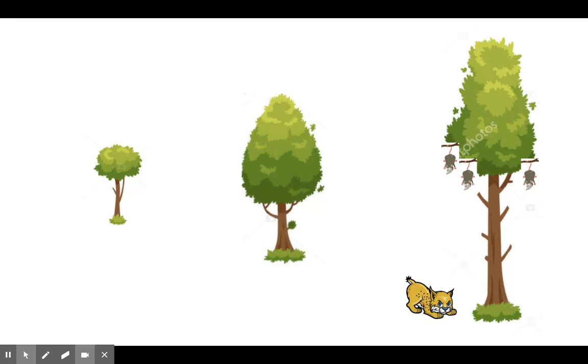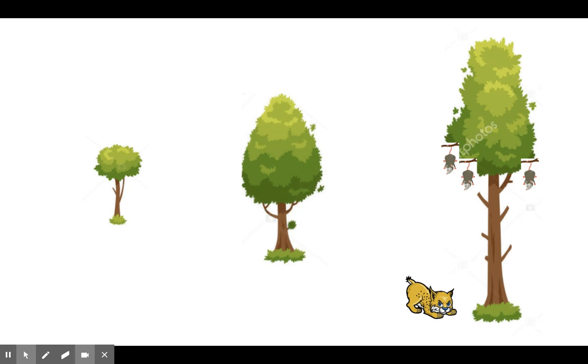Now, before I continue the story, I want you to think. What do you think happens at the end of this story? What happens to the three little possums? Well, if you said that all the possums climbed into the tallest tree, the tree where the bobcat couldn't reach them, then you'd be correct.